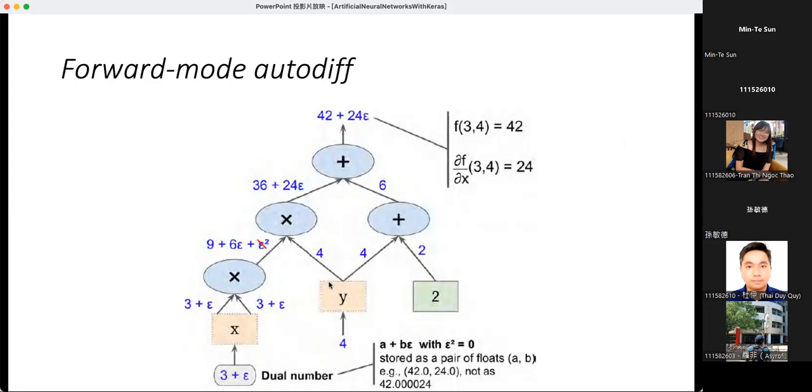And y is 4, right? So 4 times this we have 36 plus 24 epsilon. And we have y plus 2 here, so it's 6 here. Then we add up these two to get 42 plus 24 epsilon. So you can see 42 is F(3,4), and 24 is the partial derivative of F over x at the location (3,4), the exact value.